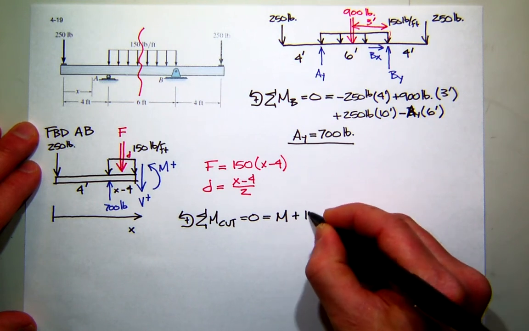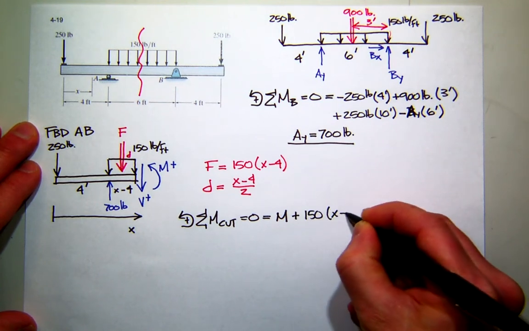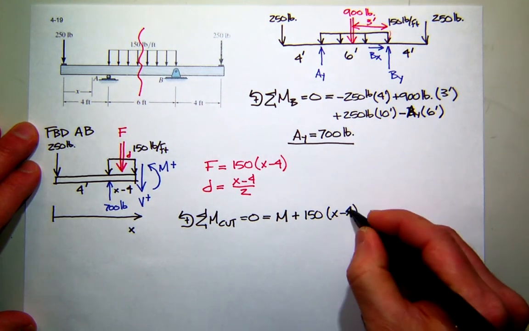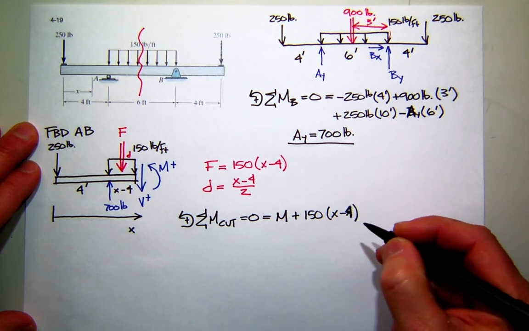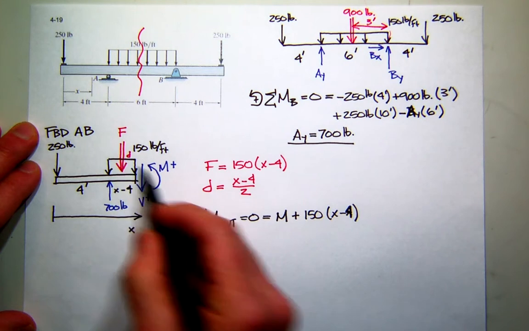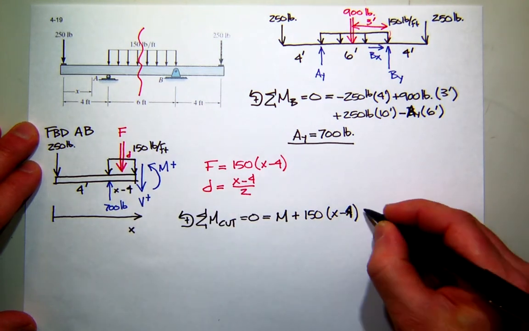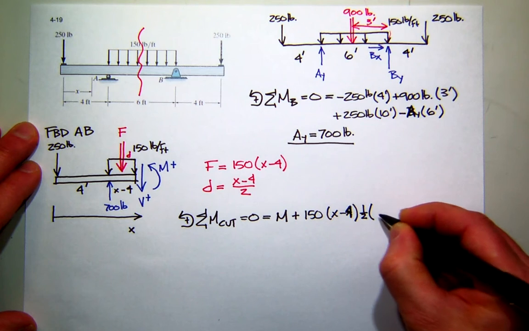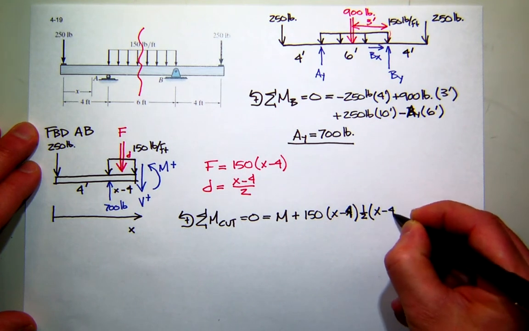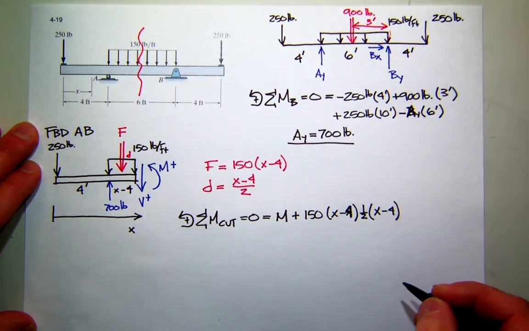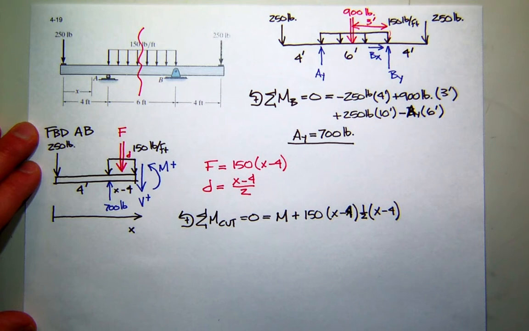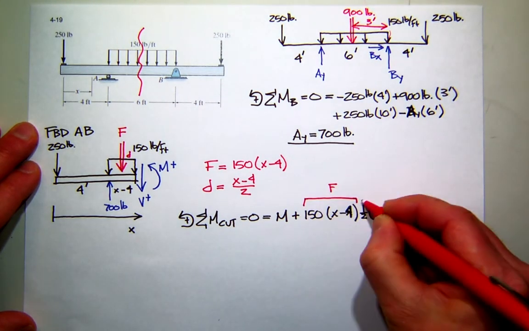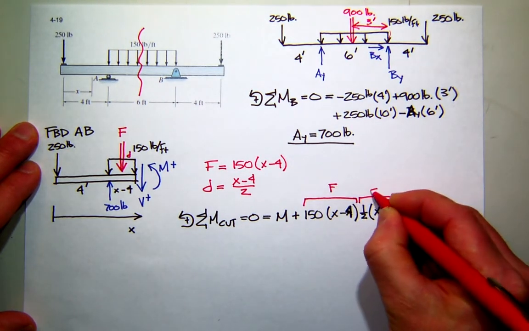F is 150 times X minus 4. That's a 4, by the way. Sorry about that. And it has a moment arm of... I'm just going to tuck the 1/2 out on the side. We'll take care of that later. So just to make sure you see that, this part is the force and this part is the distance.